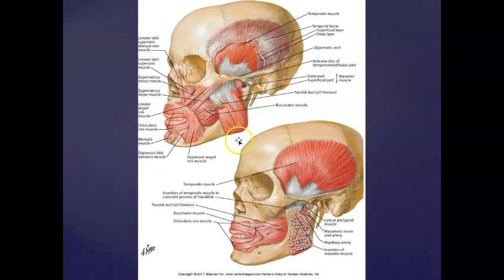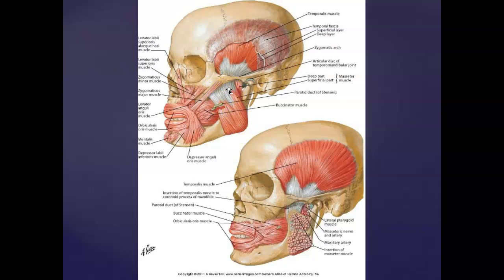I have to switch slides here to talk about the masseter. This muscle has its origin off the zygomatic arch and inserts down on the angle of the mandible here that you can see. This is used to clench the jaw. It's going to be another powerful mandible elevator, so it's going to come up.